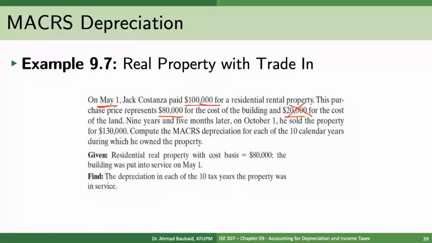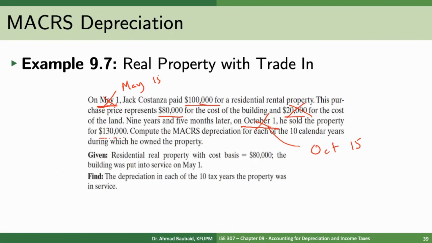Then the building is sold 9 years later on October 1st. And here's where the mid-month convention comes into play. We're going to say, let's assume that it was bought on May 15th, because we have the mid-month convention. Let's assume it is sold on October 15th, because again, we have the mid-month convention. And it's telling you he sold it for this amount. As you will see, this amount is irrelevant, because we assume a salvage value of 0. That's very important. And we're using MACRS.